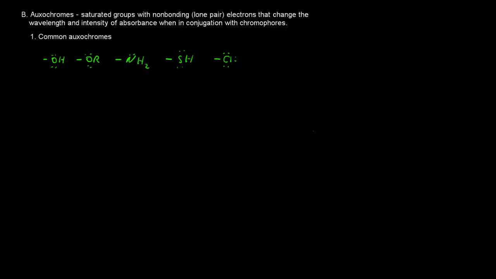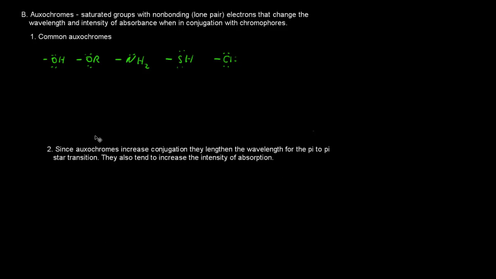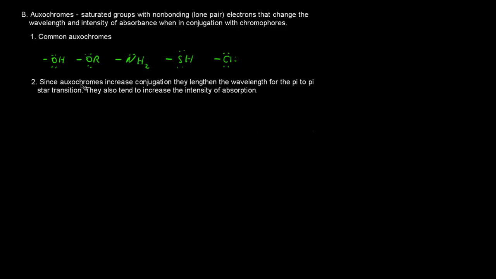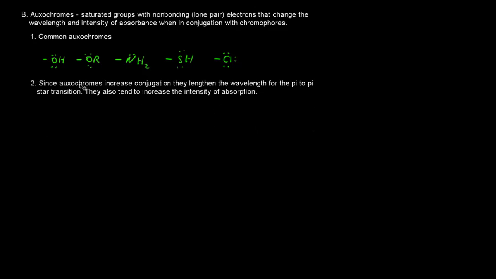sigma star orbitals. For our purposes, the most important thing to understand about oxychromes is that they increase the conjugation of pi electron systems, and therefore they tend to lengthen the wavelength of the pi to pi star transition of those systems. So we have lambda maxes at longer wavelengths. Interestingly, they also tend to increase the intensity of absorption.